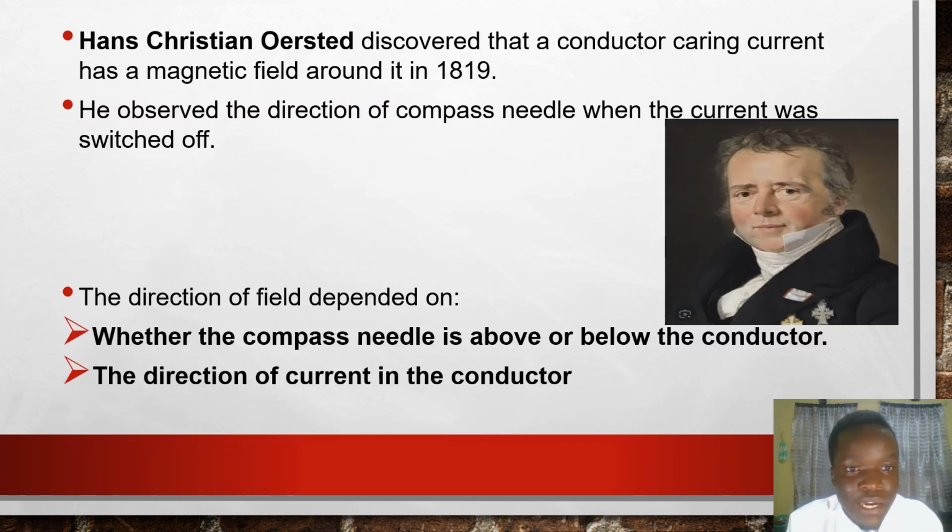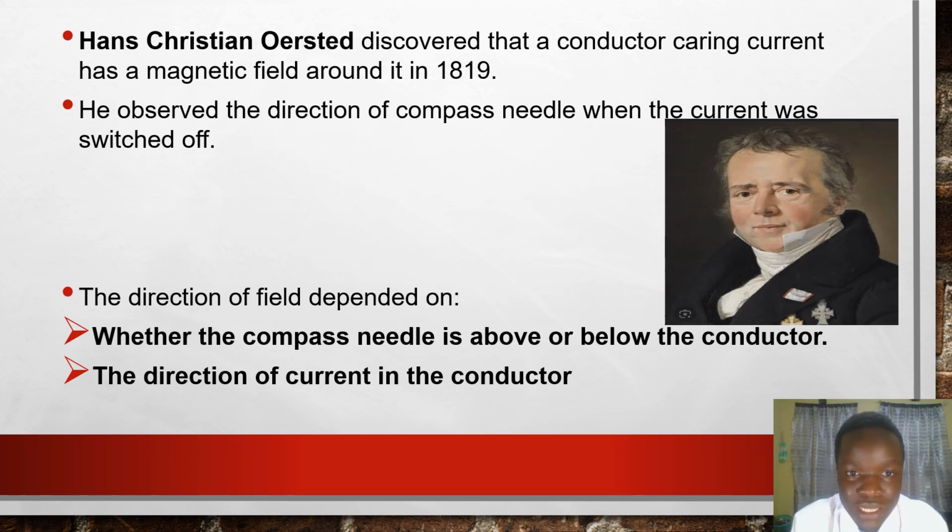We'll start with Hans Christian Ørsted. Have you heard of the person? This is a scientist who in 1819 discovered that a conductor carrying current has a magnetic field around it. Apart from Hans Christian Ørsted, there are other scientists that have contributed in the research of the magnetic effect of an electric current. These include Michael Faraday, Fleming, Maxwell, who came up with Maxwell's corkscrew rule, and others who came up with the swimming rule, the Ampere swimming rule.